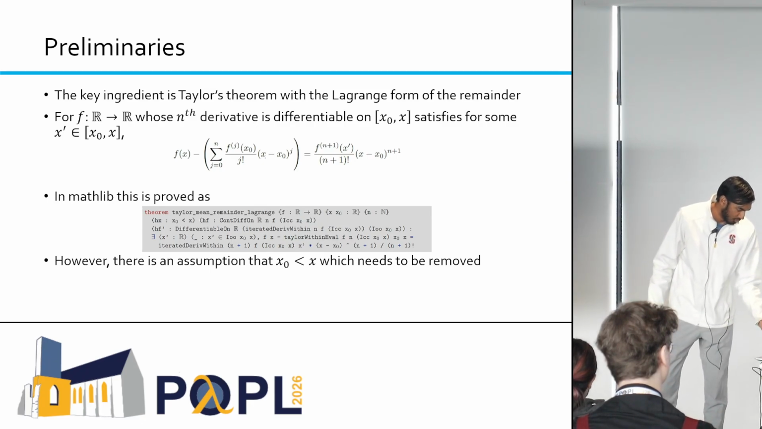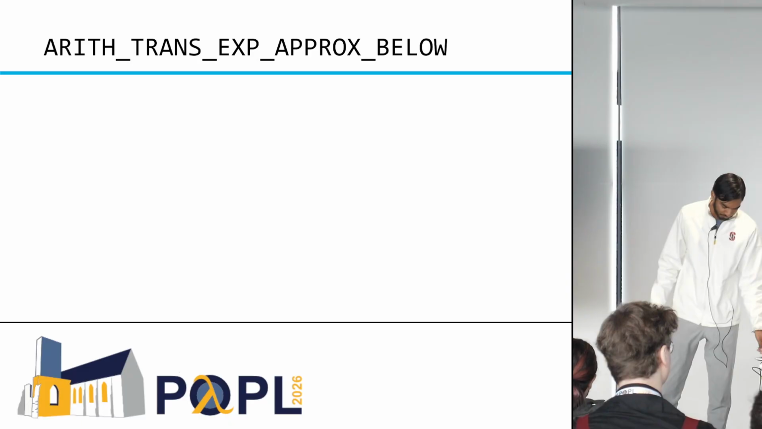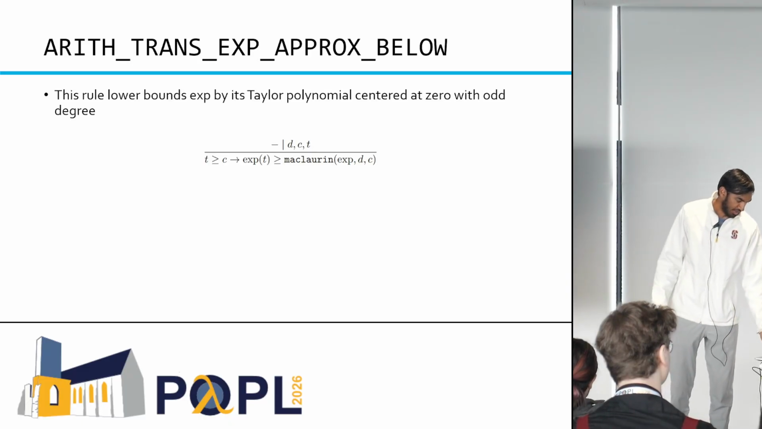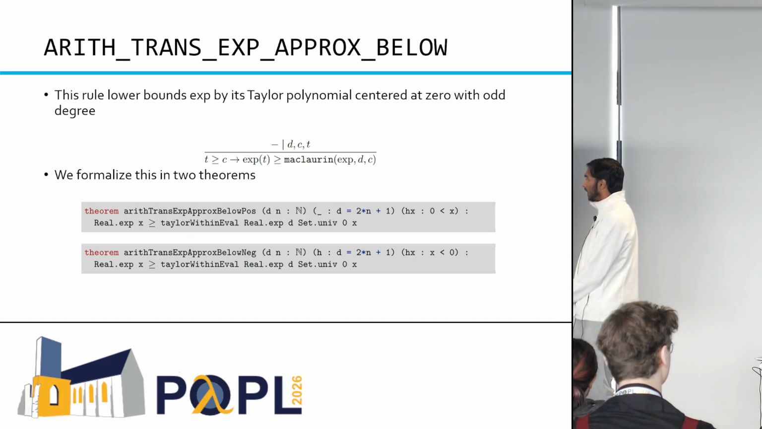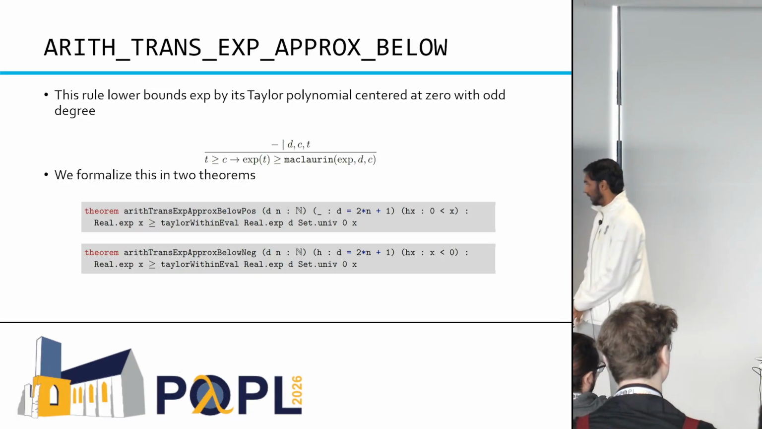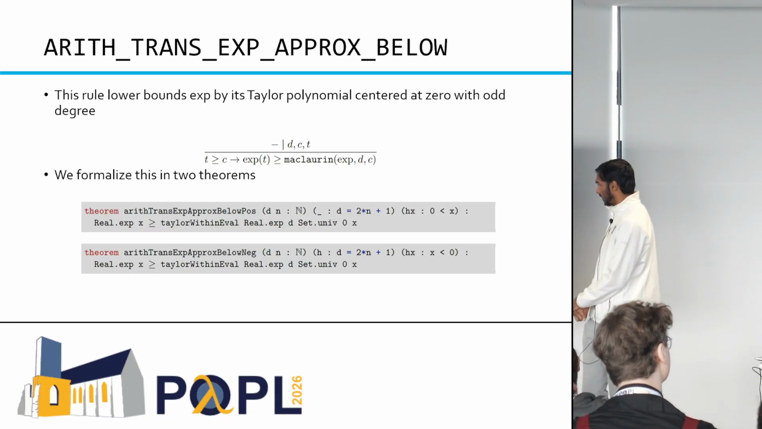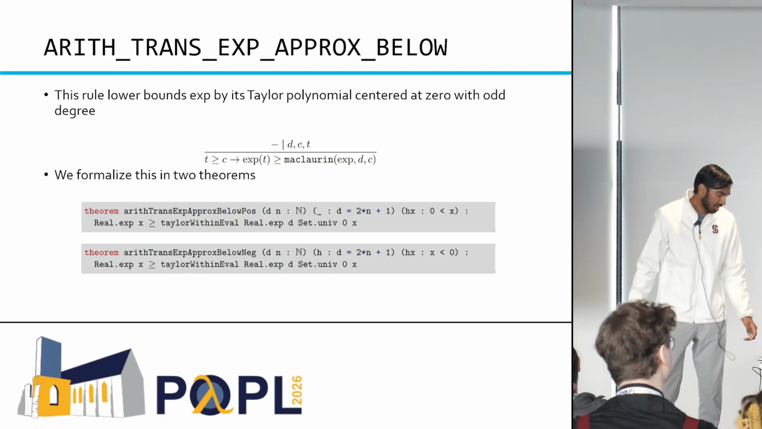So we first extended the Taylor mean remainder Lagrange theorem to remove that assumption, and here's an example of one of the rules that uses this theorem. For example, the exponential of t is bounded below by the Maclaurin polynomial of the exponential function. This is for both when t is positive and when t is negative. And this is how we state it in Lean.